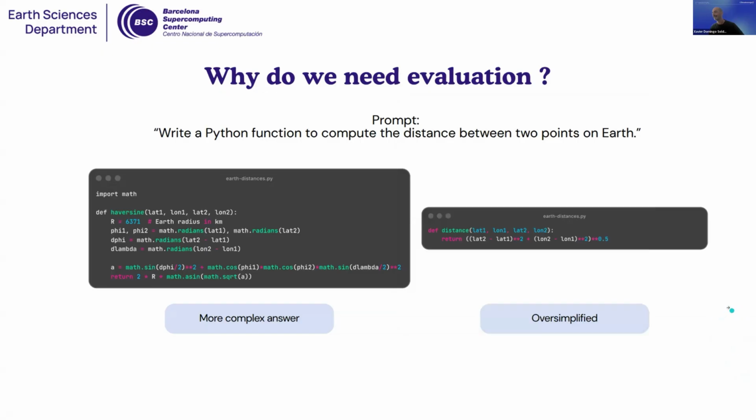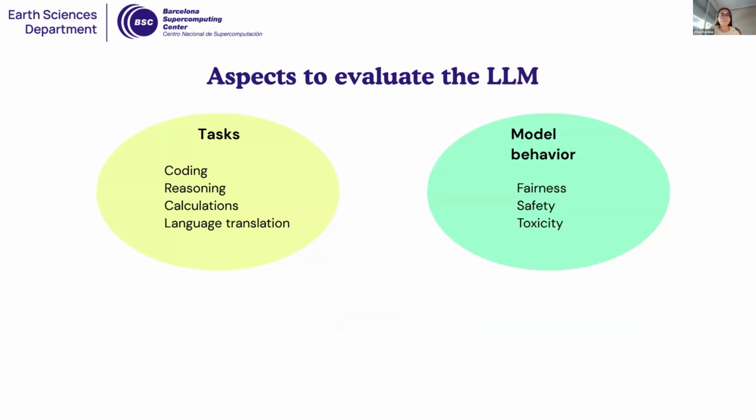Thanks. Perfect. So depending on the LLM that we ask, there are very different outputs that can be generated, maybe more complex or maybe more simple. So the aspects of LLMs that we can evaluate are the following. We can evaluate tasks like coding, and also we can evaluate model behavior. Not only do we need to evaluate the task that we want to focus on with our LLM, like coding, reasoning, calculations, but we also have to take into account that we need to evaluate the safety and the toxicity of our LLM.